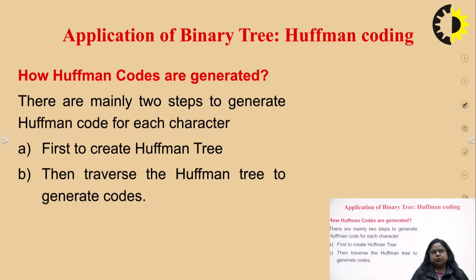Now, how are the Huffman codes generated? First of all, we have to generate the Huffman codes and then calculate various things on the basis of those codes. So first of all, we have to create the Huffman tree. In this lecture, first we create the tree for the given question. Then we traverse the Huffman tree, in which we generate the codes for the particular tree, right?